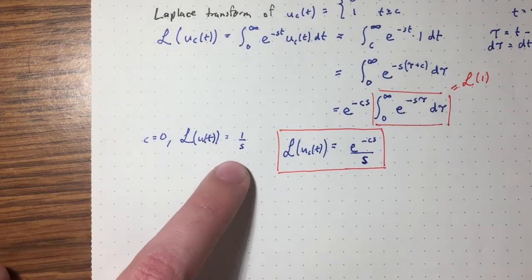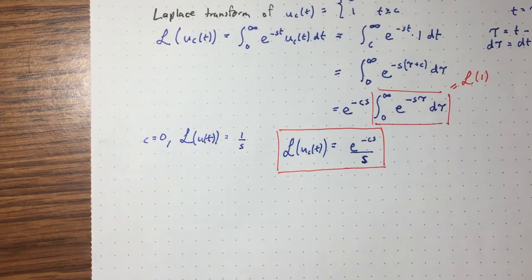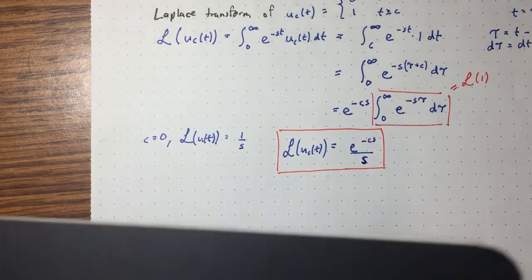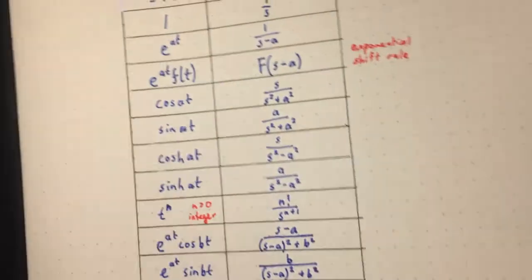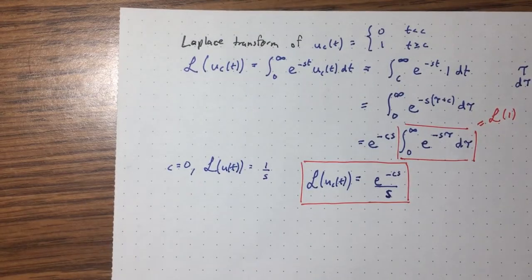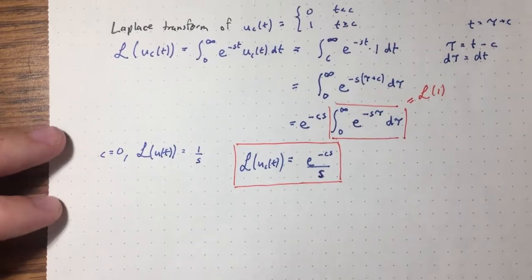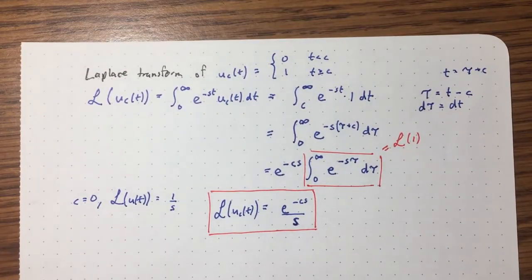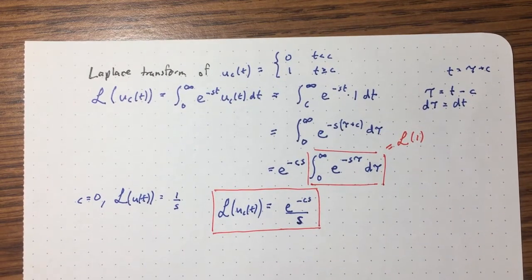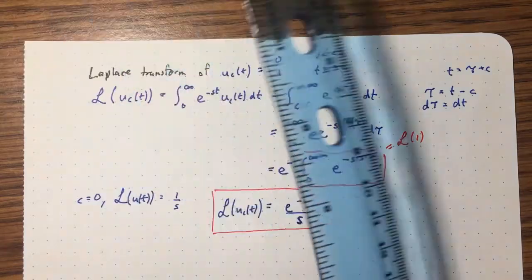But wait a second. We've already seen a function with a Laplace transform of 1 over s. That's just the function 1. The function 1 has a Laplace transform of 1 over s. So what's going on here? I said that the Laplace transform was essentially unique, and we're relying on that in order to use this method to solve differential equations. And so here's what's going on. This is actually not a surprise.